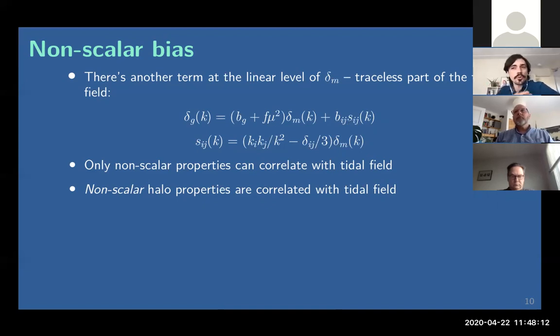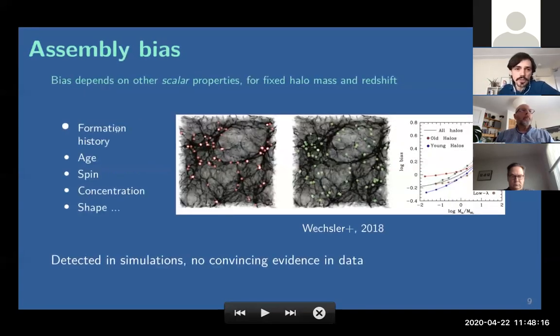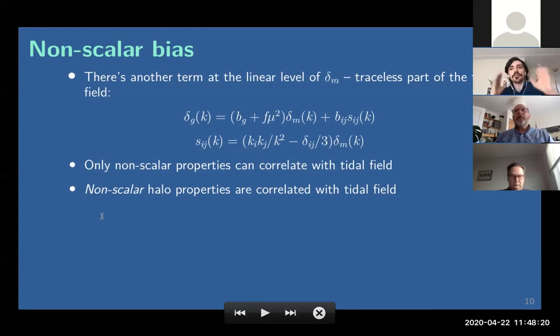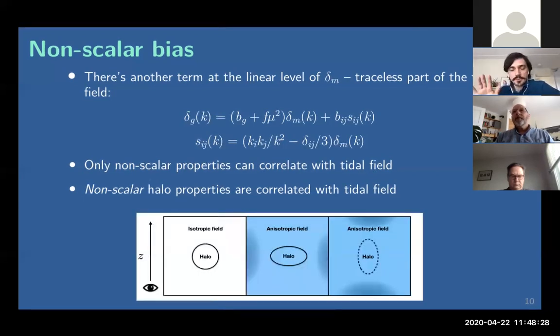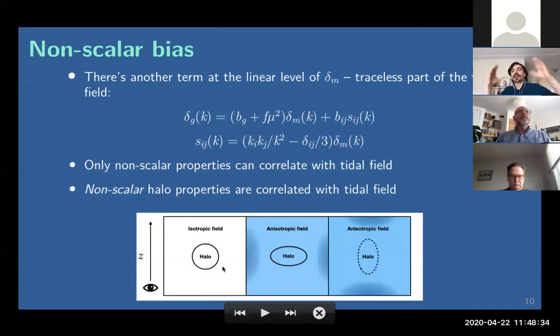So before, for the assembly bias, we were only considering scalar properties like formation history, age, spin, concentration. These are all scalars. So now what about non-scalars? We do know that non-scalar halo properties are correlated with the tidal field. For example, this cartoon I made basically shows that if you have a halo in an isotropic field, it should be spherical.